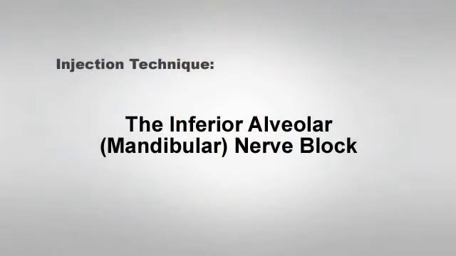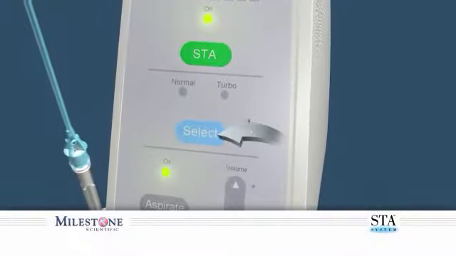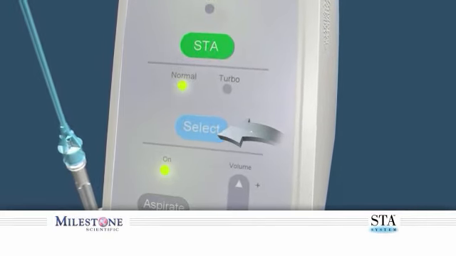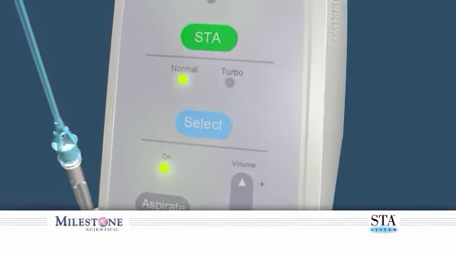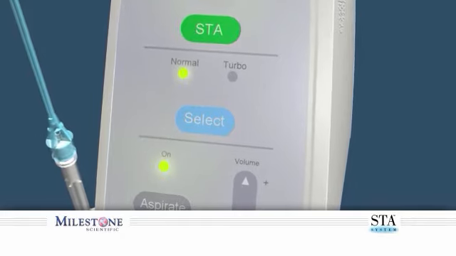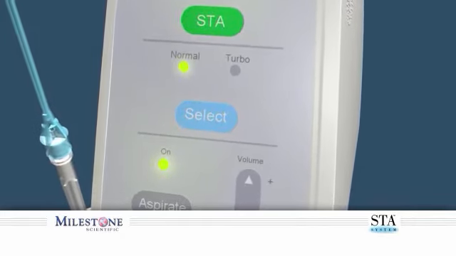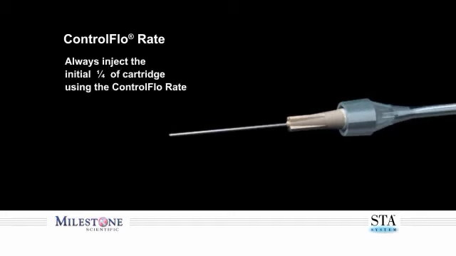Injection technique: the inferior alveolar mandibular nerve block. Set the wand system to the normal mode, which allows the wand system to function with two distinct flow rates: the controlled flow rate and the rapid flow rate. Utilize the controlled flow rate to administer a minimum of 1/4 of the cartridge for the initial phase of the block injection. Once the patient feels the onset of soft tissue anesthesia, transition to the rapid flow rate.